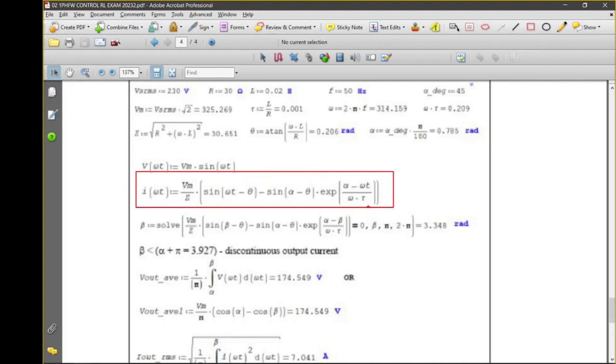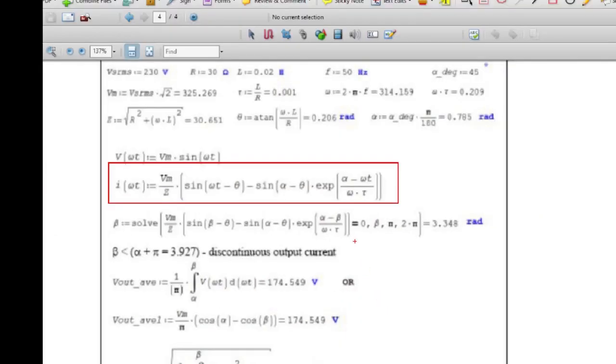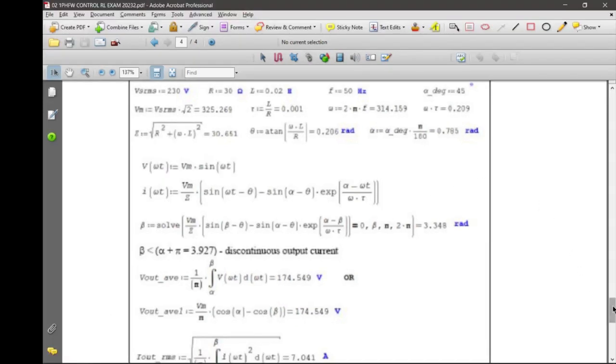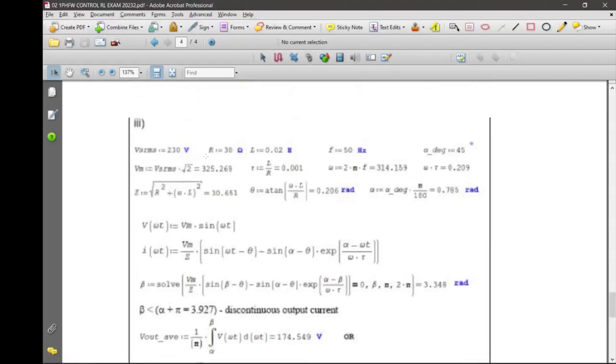Dr. Azlan used SMath, if I'm not mistaken, to solve this. If I do the solution, I will use MathCAD, as I shared with you before. Okay, so look at how Dr. Azlan prepared the solution. It defined all these values: 230 volt RMS, R equals 30 ohm, L equals 20 millihenry, and all the degrees, and we have tau, the load angle, the time constant L over R.